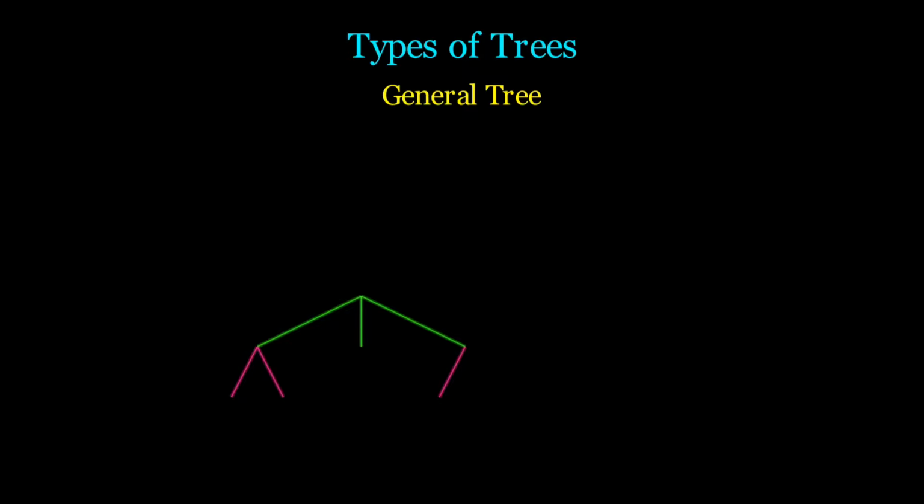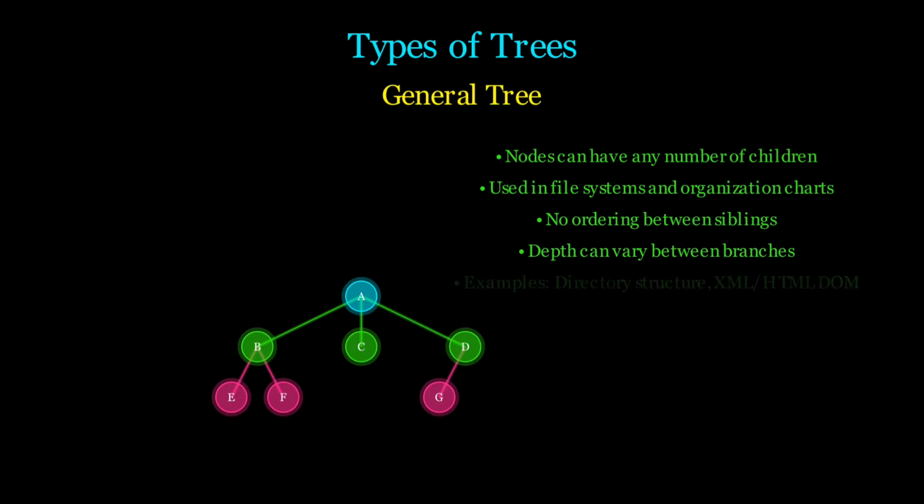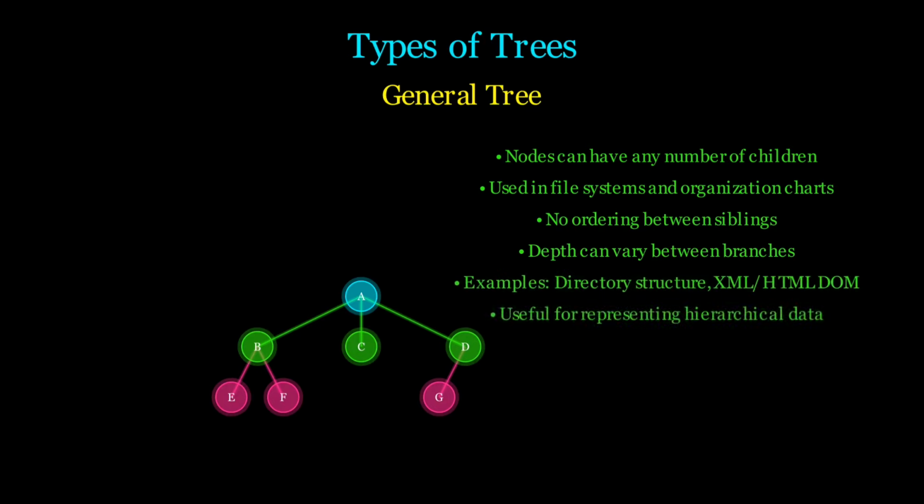There is no ordering between the siblings. The depth can vary between branches. Examples are directory structures, and they are used for representing hierarchical data. General trees are perfect for representing hierarchical relationships like folder structures or organizational charts.